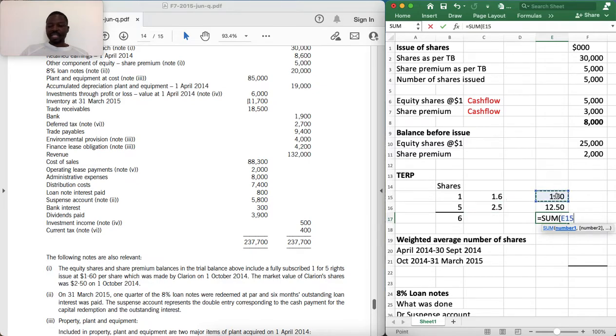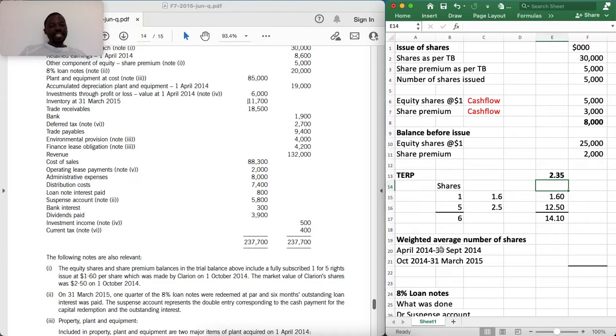If you sum those figures together, now we see each shareholder has a portfolio of 6 shares worth $14.10. So how much is each share price in that portfolio of 6? We'll simply say 14, the total, divided by the total number of shares. So each share is now $2.35 in the shareholders' portfolio. We will use this to uplift the number of shares.